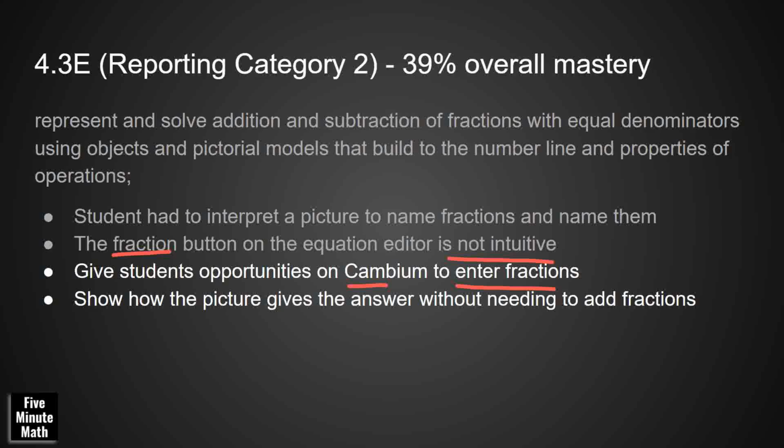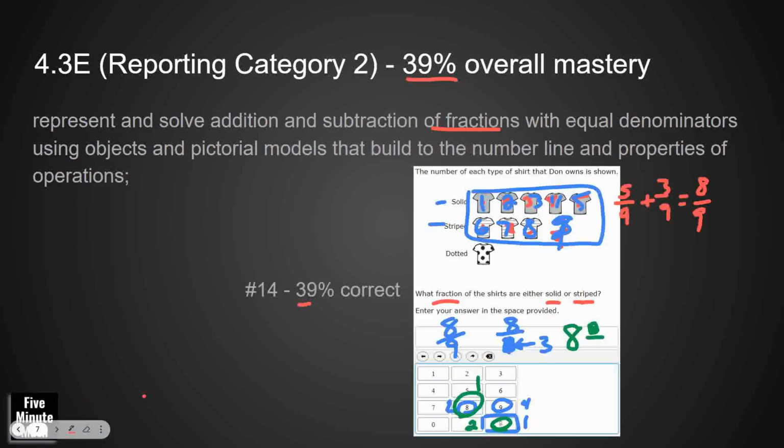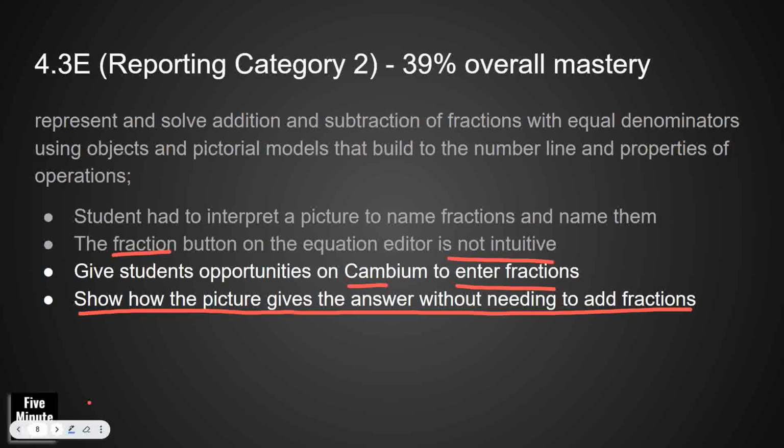And then, like I said, you can show how the picture gives the answer without even needing to add fractions. That's what I did second with my blue marker, showing that you can just count all the solid and striped, and that's your 8 right there, and then count your total for your 9. So we don't even necessarily need to add fractions on this. We can just count the picture, and that will give us exactly what we need.